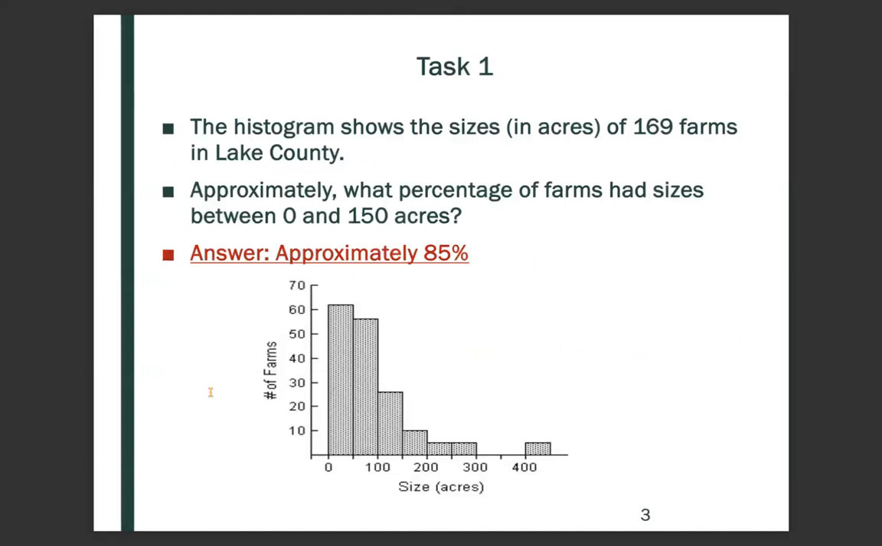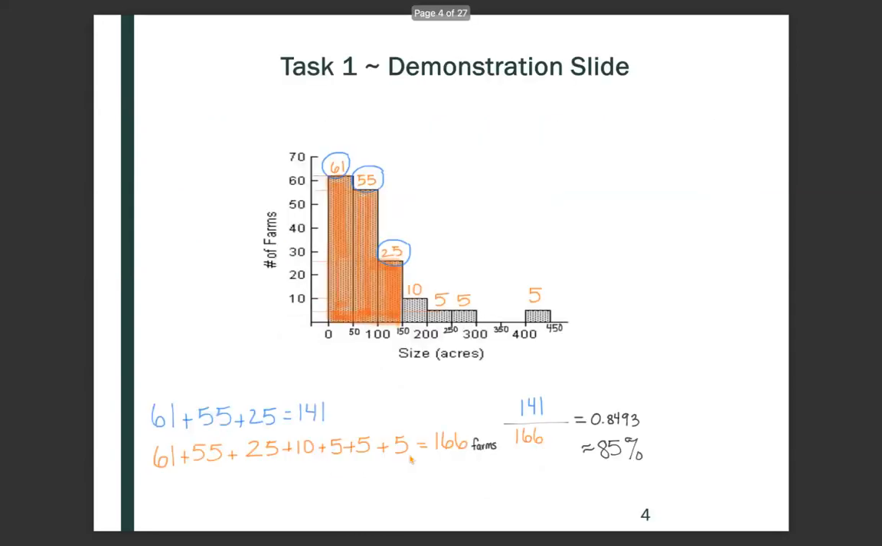So task 1. The histogram shows the sizes in acres of 169 farms in Lake County. Approximately what percentage of farms had sizes between 0 and 150 acres? So spoiler alert, it's approximately 85%, but let's talk about why around 85% of the farms have sizes between 0 and 150.